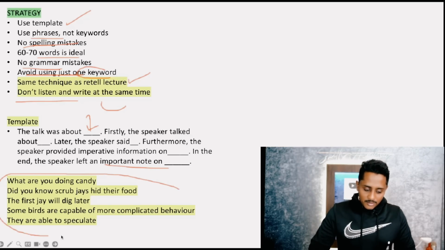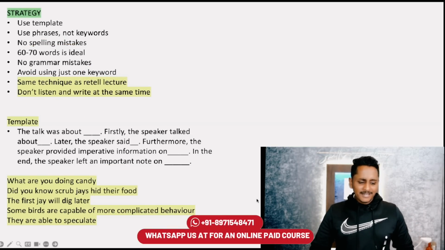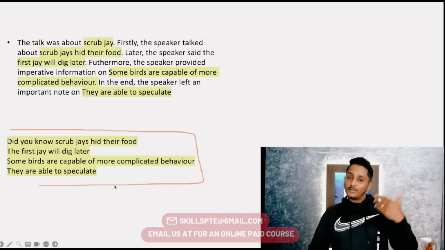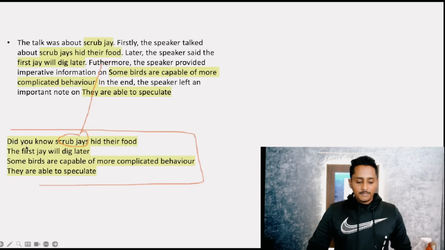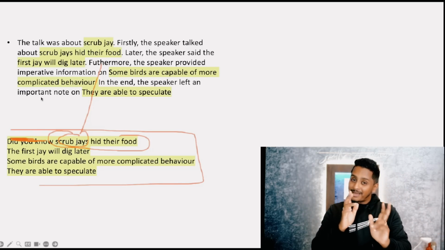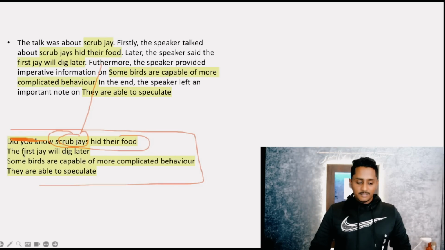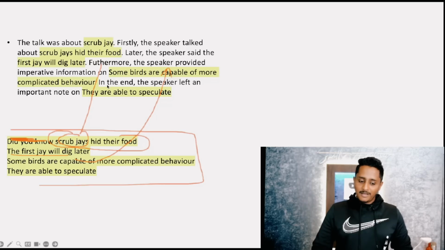Let's say the same thing, whatever I showed in the written lecture, I have taken the same notes. How do I fit that into the template? Very simple. Let's say this is what I have written from the audio. The talk was about scrub jays. Firstly, the speaker talked about scrub jays. I am removing this so that grammatically it fits in. Pay more attention, grammar matters. The speaker talked about scrub jays hiding their food. Later, the speaker said the jay will dig later. Furthermore, the speaker provided informative information on some birds being capable of more complicated behavior. In the end, the speaker left an important note on they are able to speculate.